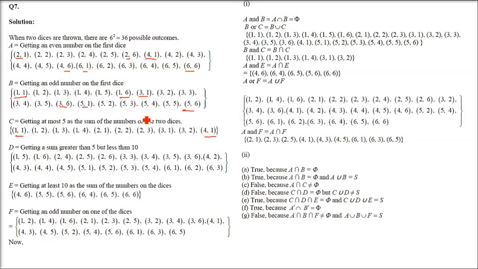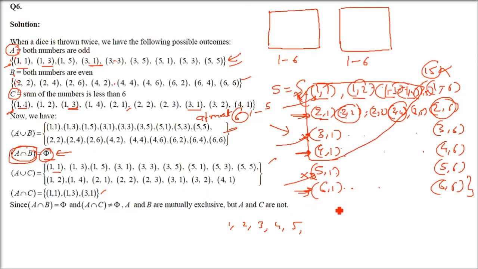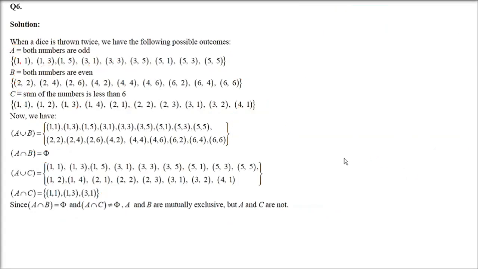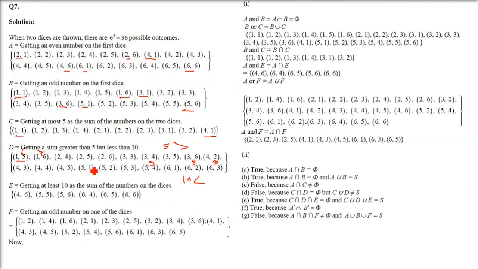Coming to D: getting the sum of numbers on the dice greater than 5 but less than 10. When you add them, it has to be greater than 5 and less than 10. 5 is not included. Okay. So 1+5 is 6, 1+6 is 7, (6,2) is 8, (6,3), all of these are greater than 5, and 5 is not included, and less than 10. 10 is also not included here. Okay. So you have to remember the sample space is very important. The sample space will give you all the answers. Okay.